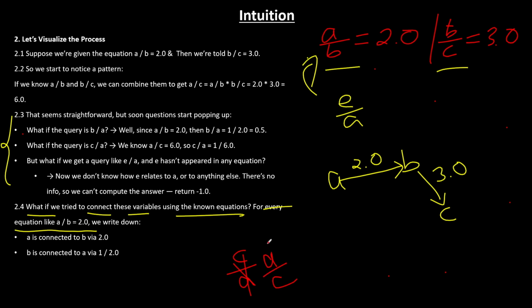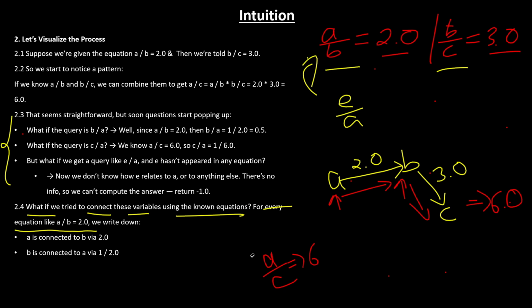Then what was the value of A by C? If you remember, it was 6, right? 2 multiplied by 3. In this path, if you start from here and go into B and come here, and you multiply the edge values or weights of the edges, what do you get? You get 6, right? Are you getting some kind of idea here?